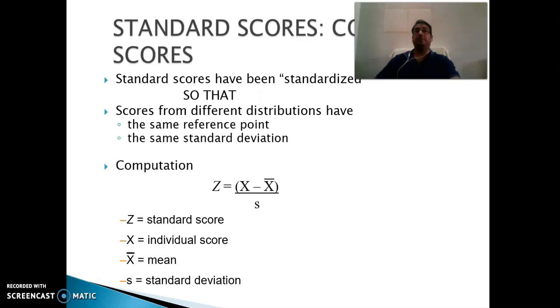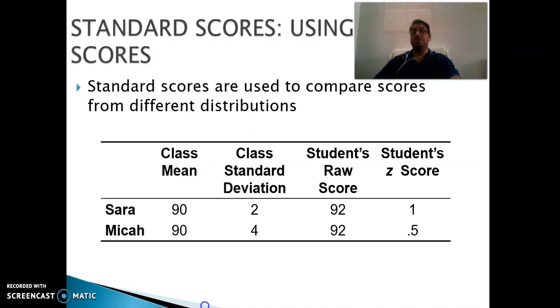Then standard score, computing the z-score. Standard scores have been standardized so that scores from different distributions have the same standard deviation. So how do we compute the z-score? z equals x minus x bar, divided by the standard deviation. z stands for standard score, x for the individual score, x bar refers to the mean, and s refers to the standard deviation. Using this formula we can compute the z-score.